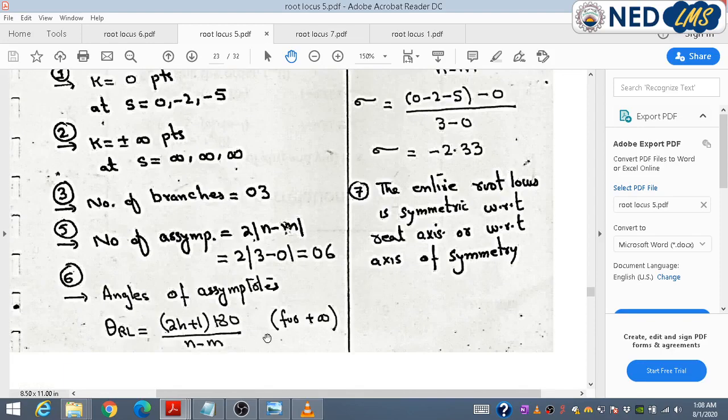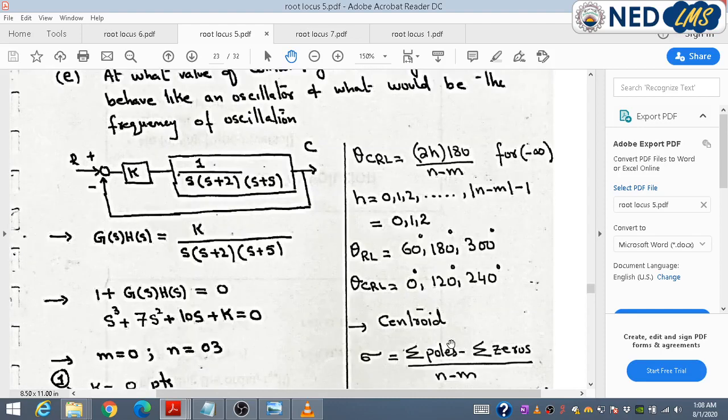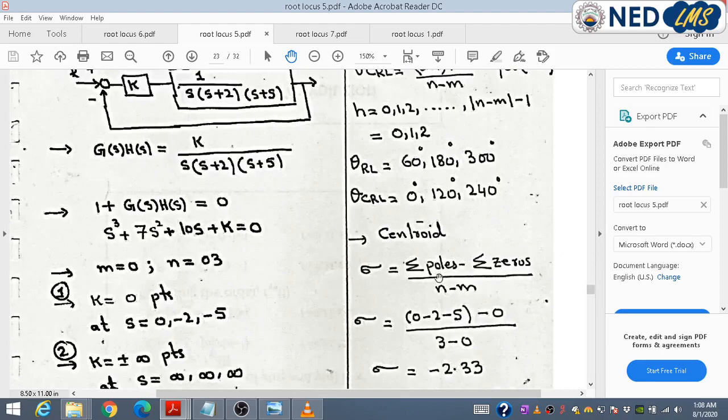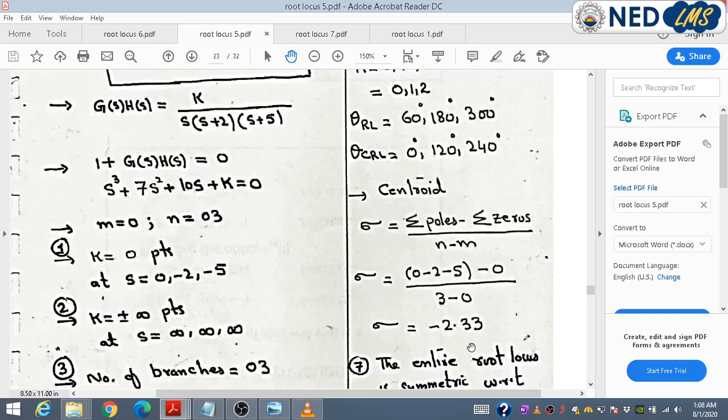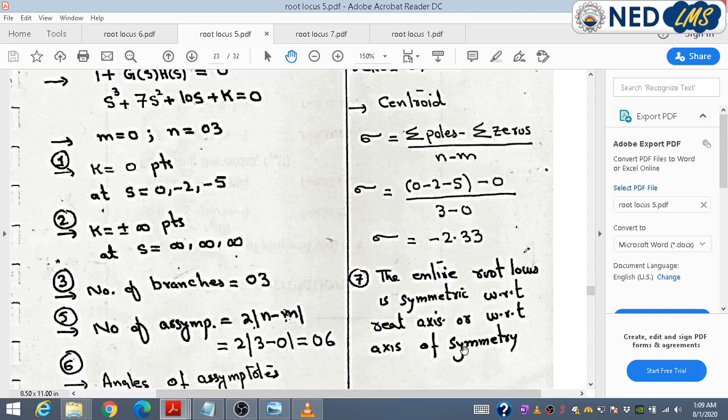When we apply these values in the two formulae, theta RL comes out to be 60, 180, 300, and similarly theta CRL is 0, 120, 240. Then we have to find the centroid, from where these angles are drawn. Centroid is the sum of poles minus the sum of zeros divided by n minus m. We have poles at 0, minus 2, minus 5. We have no zeros here, therefore we divide by 3 minus 0, the number of poles minus the number of zeros. Therefore the centroid, the point where these angles have to be drawn, is about minus 2.33, and we know that the entire root locus is symmetric.